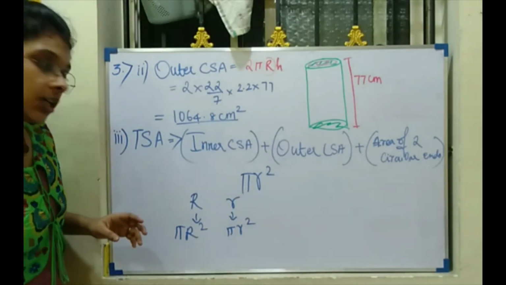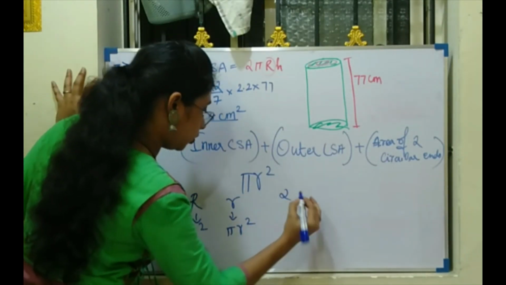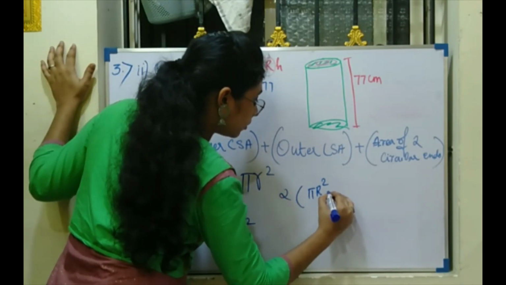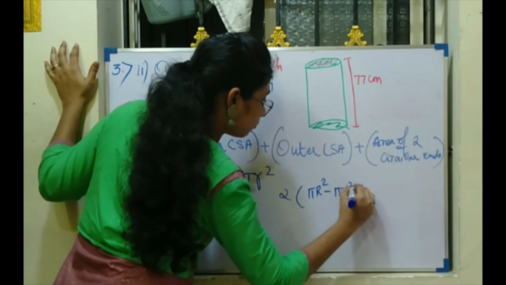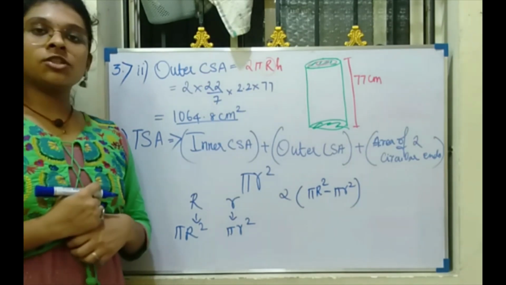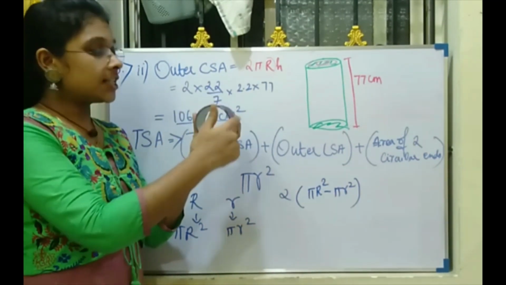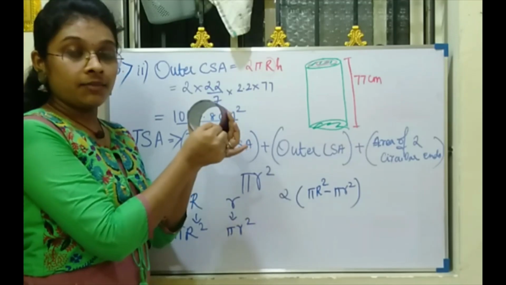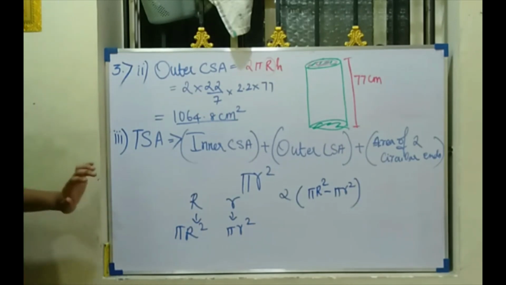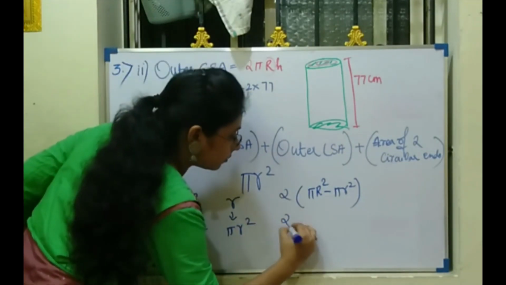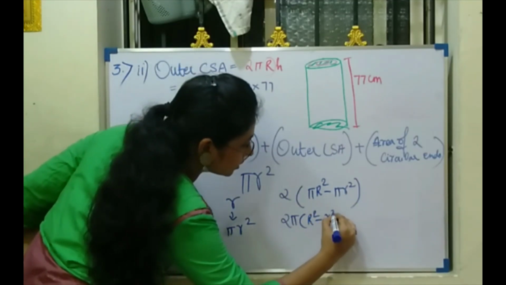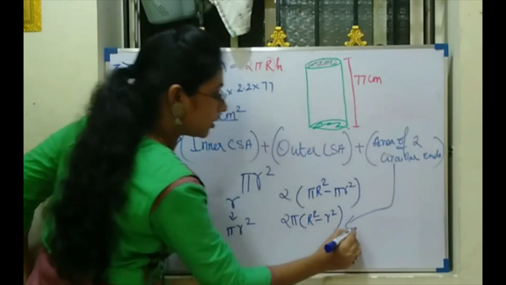Now we have two circles. That is 2 into pi R square minus pi r square. Why am I putting minus symbol here? Why do we need to subtract? While subtracting the inner radius from the outer radius, we will get the value of the thickness. For that only we are subtracting that. So the formula will be 2 pi. Let me take the pi as common, and R square minus r square is the formula for area of two circular ends.